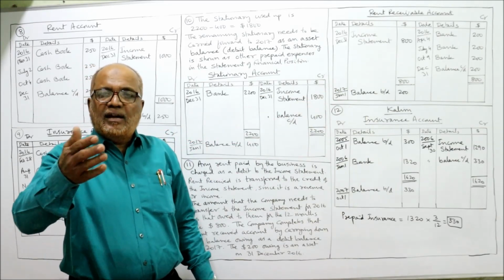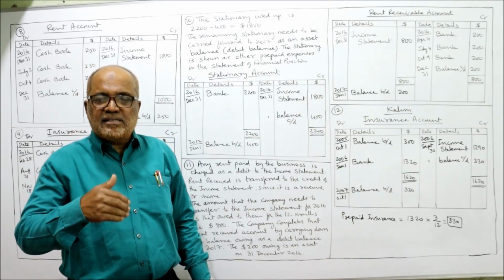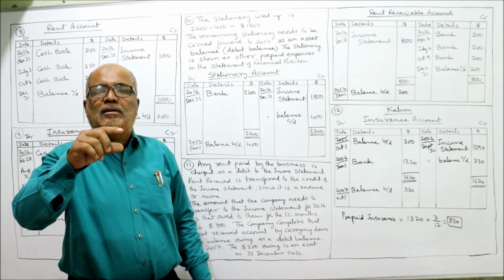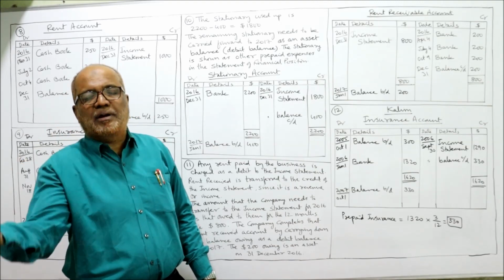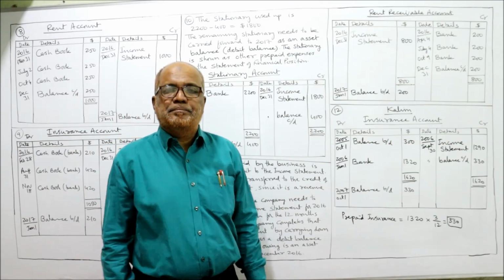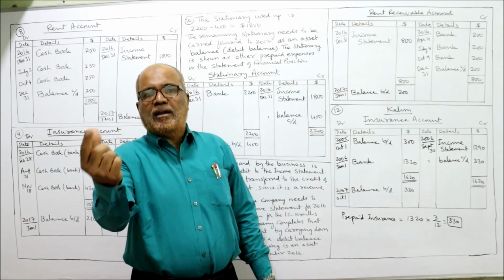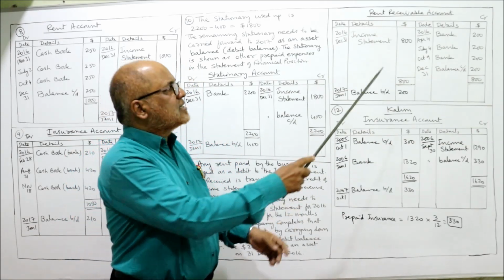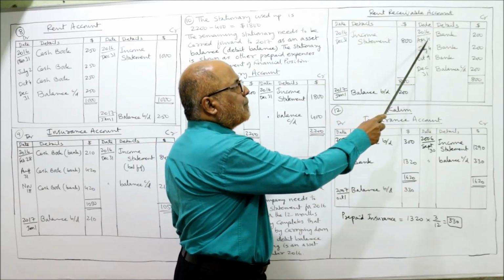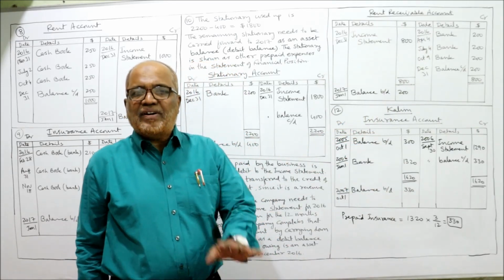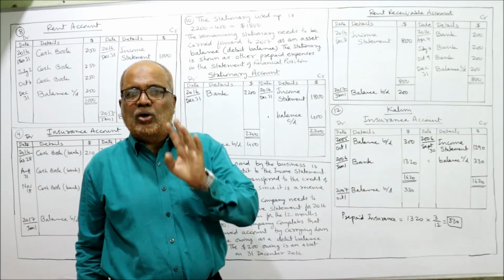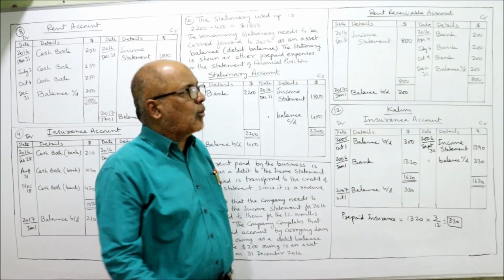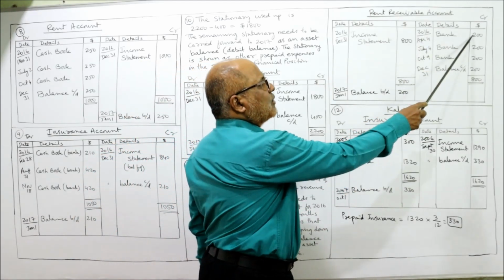First of all, when rent is received, bank account debit, rent received account credit, because money is coming. The bank should be debited. The rent received should be credited. To the credit side, 2016 April 4. The first installment of $200 is received on April 4. So April 4 bank 200.